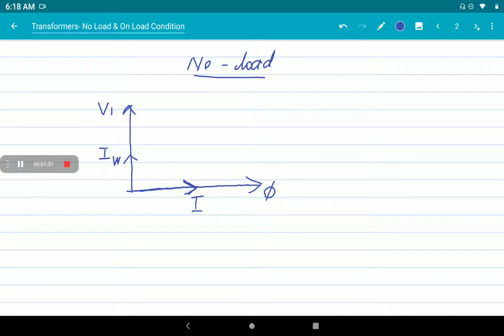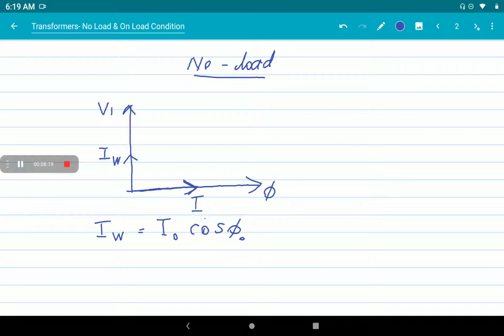What is the purpose of this working component? We call it the active or working component because it mainly supplies the iron loss plus a small quantity of primary copper loss. The component that supplies the hysteresis and eddy current loss is what we call the iron loss component or working component. It is in phase with V1, so IW is equal to I0 cos phi 0.